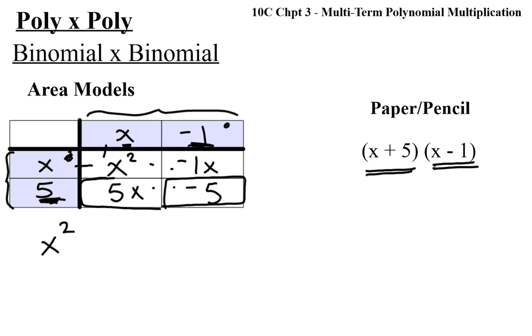So what's our answer? We have the x squared, we have a negative 1x, we have a positive 5x, and we have a negative 5.